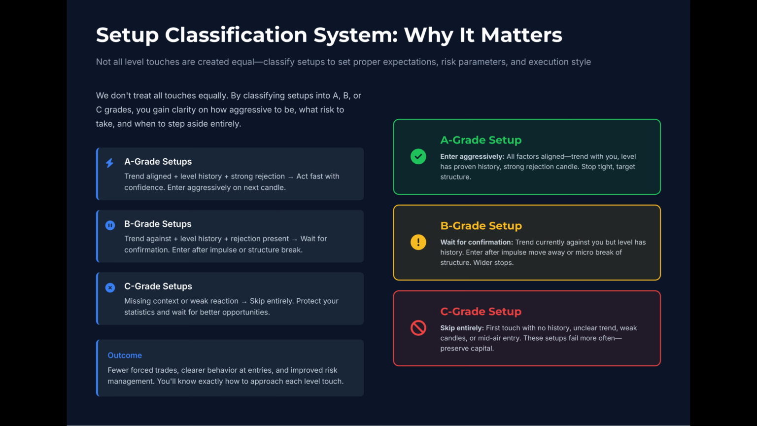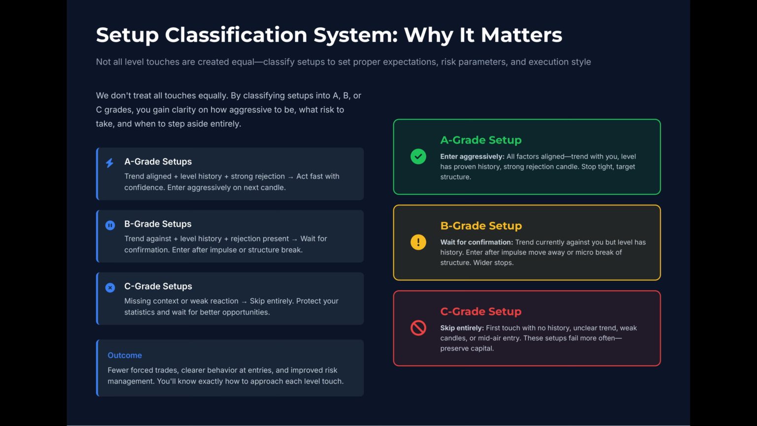And then we have C-grade setups. These are the traps, the low-quality opportunities that destroy trading statistics. First touch of a level with no history? That's a C-grade. Unclear trend with choppy conditions? C-grade. Weak, indecisive candles at the level? C-grade. These are the setups you must learn to skip. Protecting your statistics by avoiding forced trades is just as important as executing the good ones.